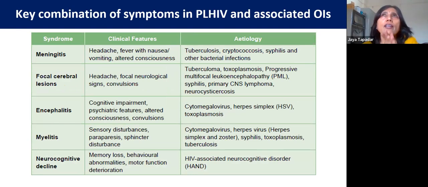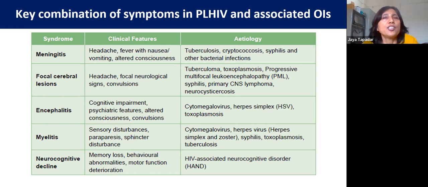If you know the syndromic approach to the CNS, it is always very, very easy to make a differential diagnosis and go about your diagnosis. So how does a patient with PL-HIV present to you? It could present as a meningitis. And how does a patient with meningitis present? They'll have headache, fever, vomiting, and altered sensorium. So when a person has this, if it is very, very acute, think about bacterial, or it could be some viral. But usually if it is subacute, think about tuberculosis, cryptococcosis, syphilis.